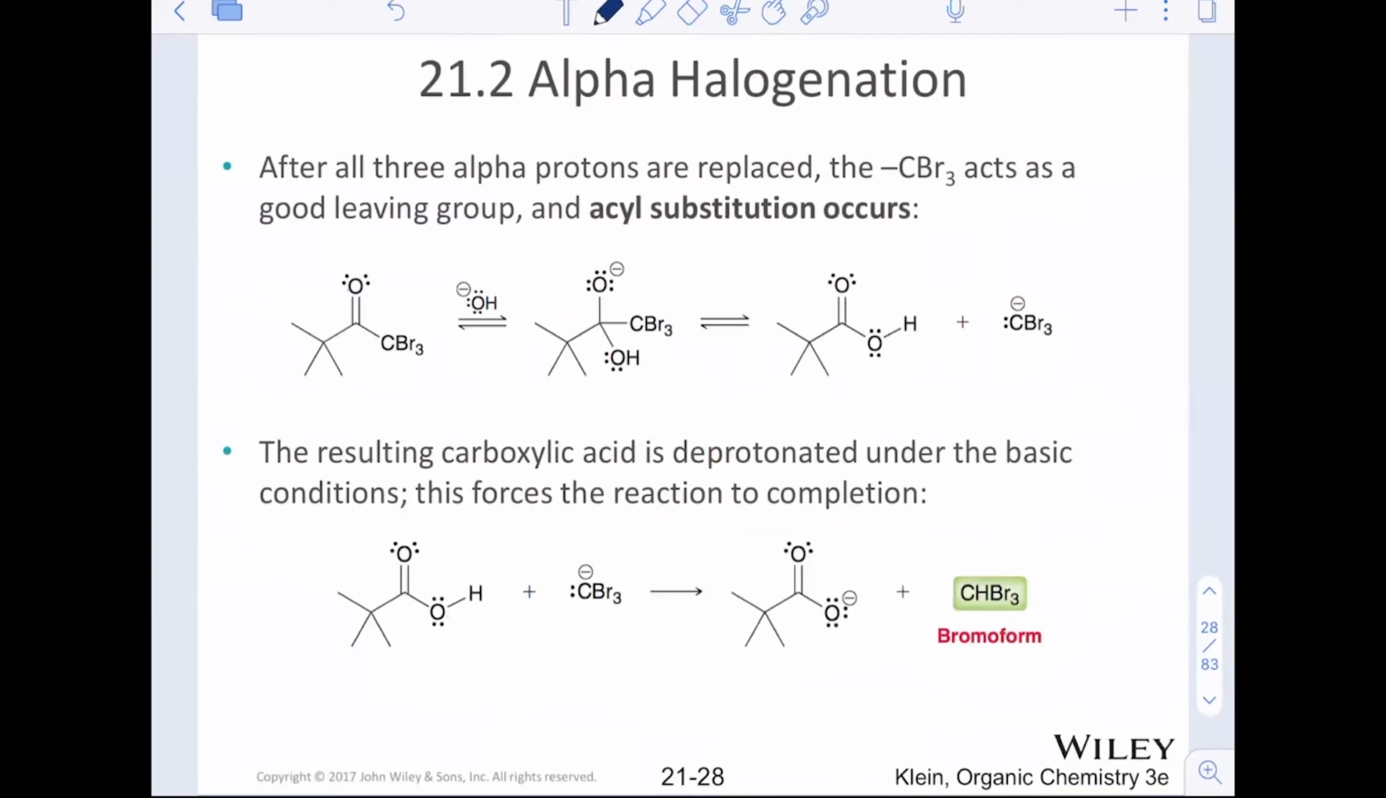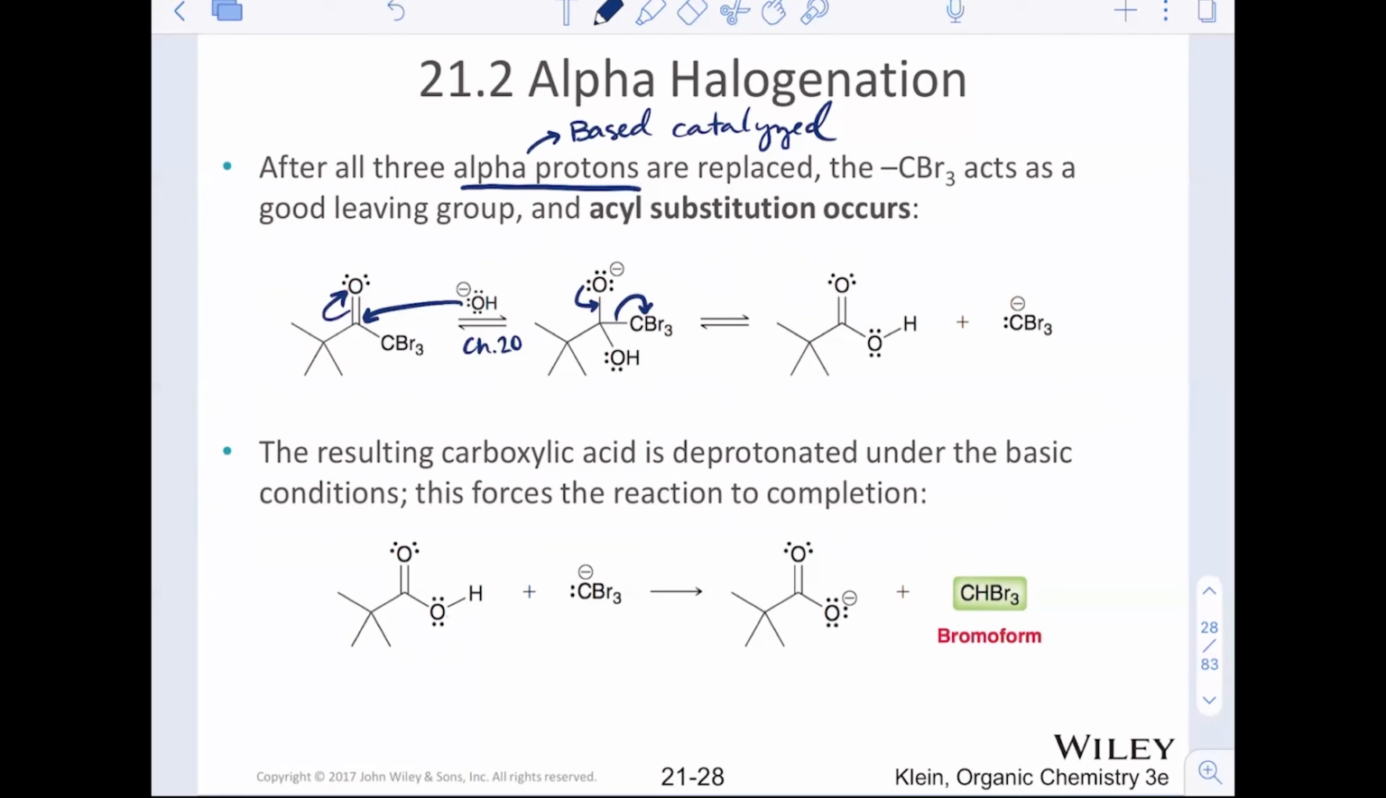After all three alpha protons are replaced in our base substituted reaction, just like before, base catalyzed, the CBr3 acts as a good leaving group. And so hydroxide can come in, attack the carbon of the carbonyl in a pseudo chapter 20-ish style reaction. And then oxygen will roll its lone pairs back down after forming that tetrahedral intermediate and kick out the good leaving group, which is CBr3.